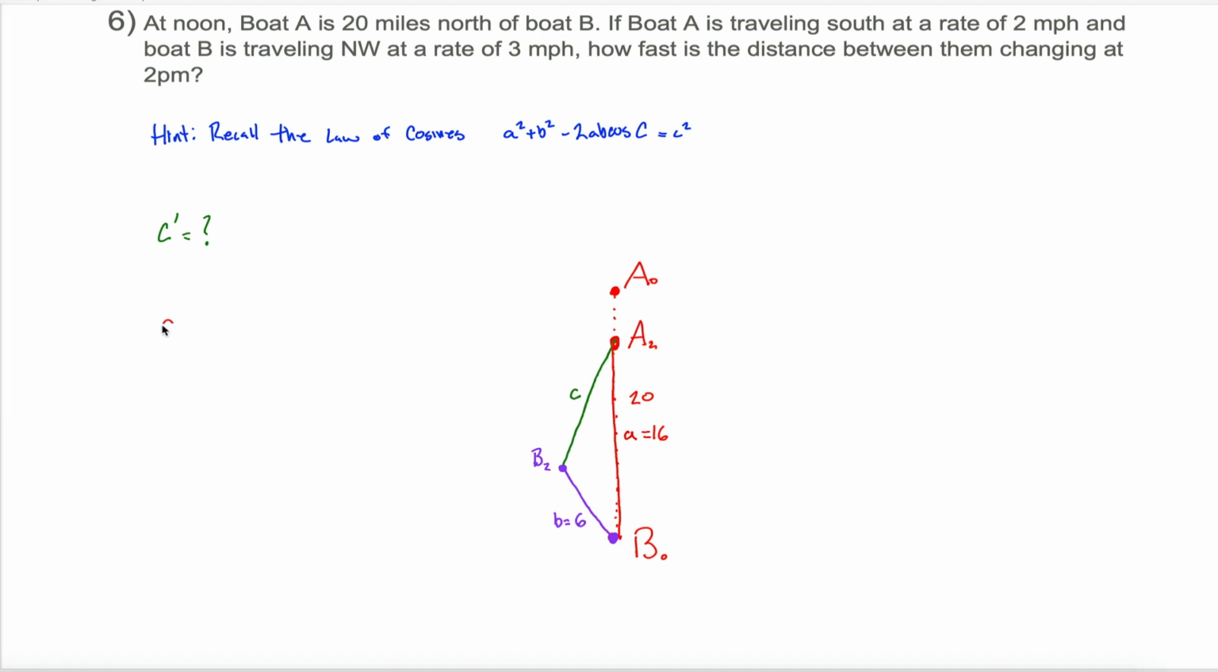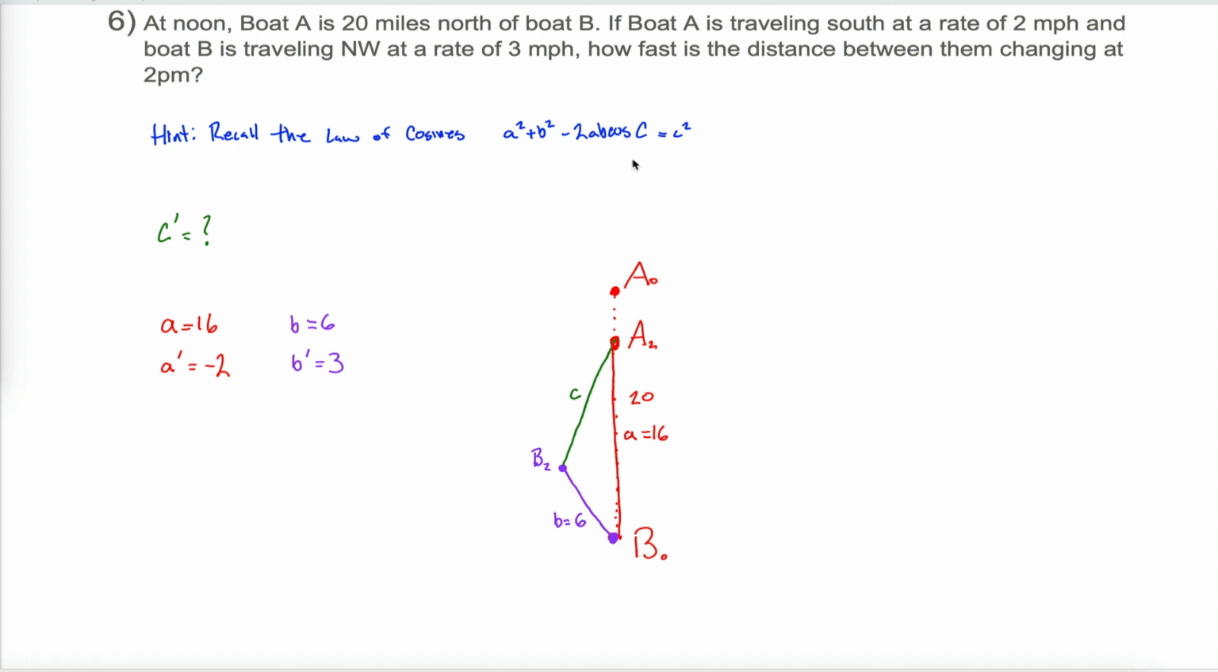From our picture, we know that a is equal to 16, and we also know a prime, but be a little bit careful here. a prime is the rate at which this side length is changing. Since boat A is traveling south, this side length is getting shorter. How quickly is it getting shorter? Well, it's traveling at 2 miles per hour, so a prime is equal to -2. From our picture, we know that b is equal to 6, and based on the fact that boat B is traveling 3 miles per hour, we know that b prime is just equal to 3.